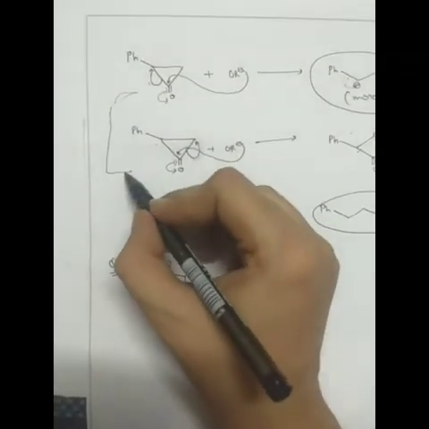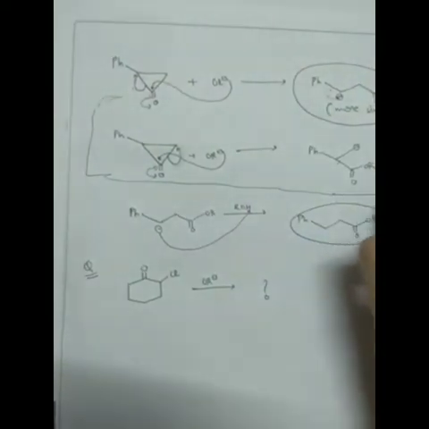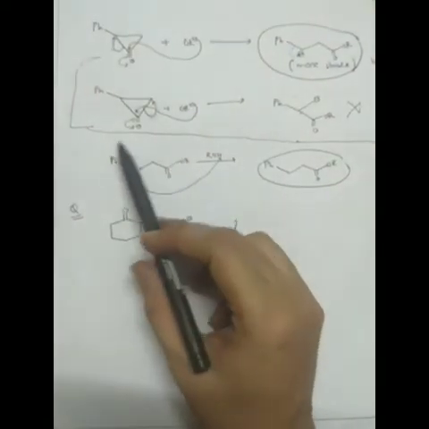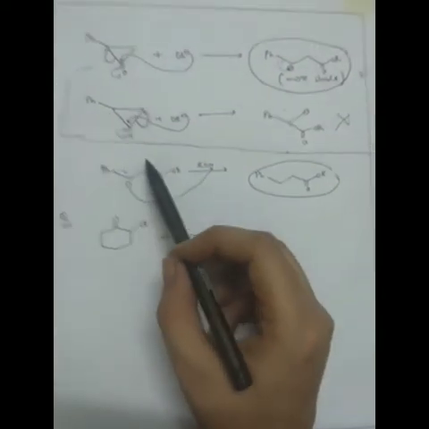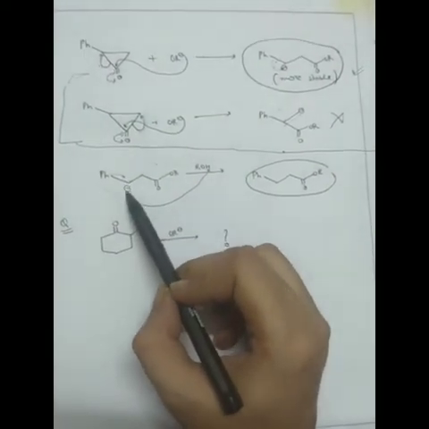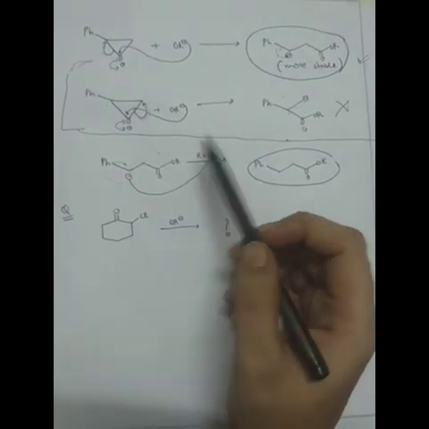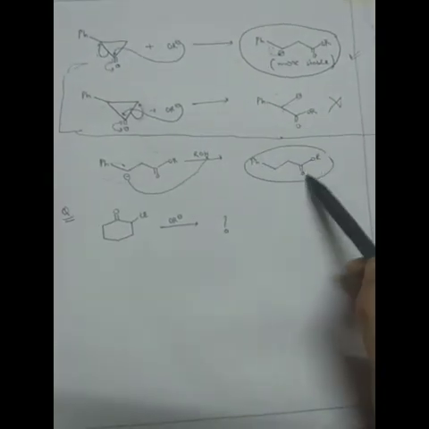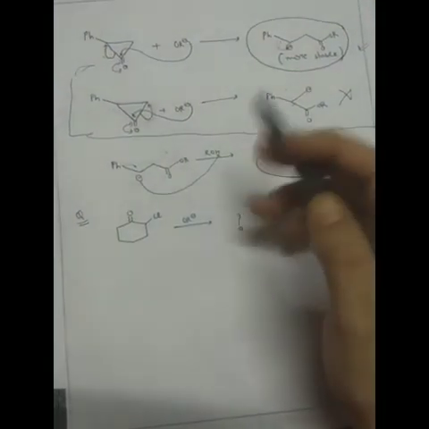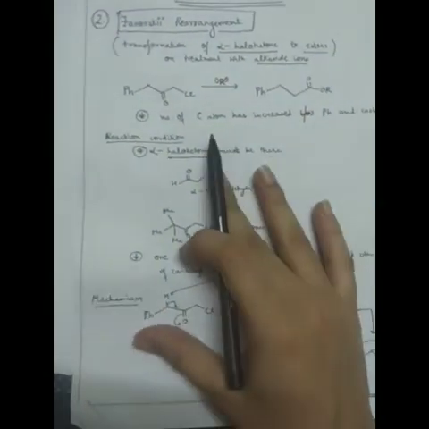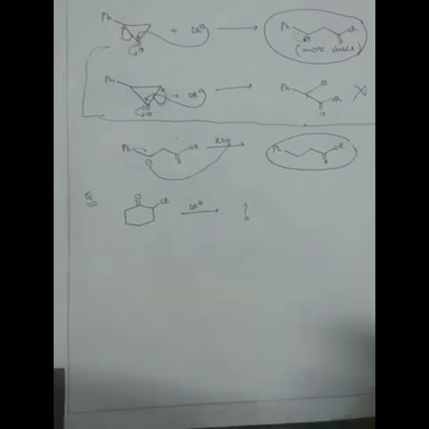Okay, so this was it. What happens next is we get this species in the reaction mixture, which gets protonated by the ROH alcohol in the vicinity, and we obtain this. So this is the reaction. We had this and we have obtained this ester, right? Let's see another example.